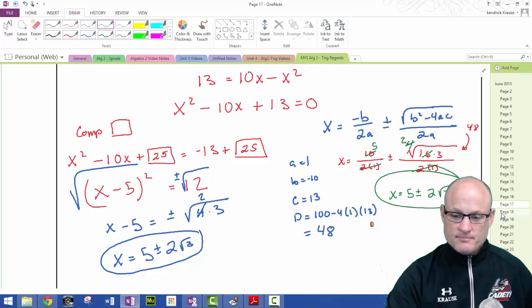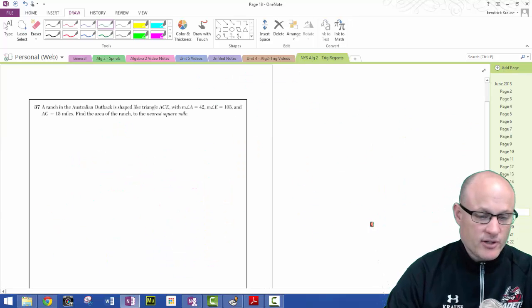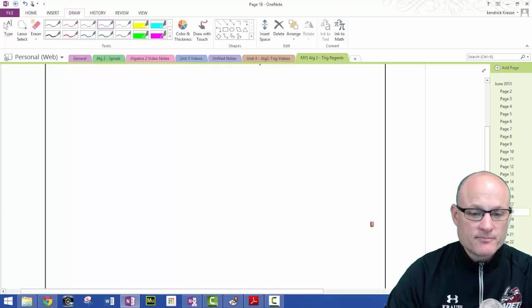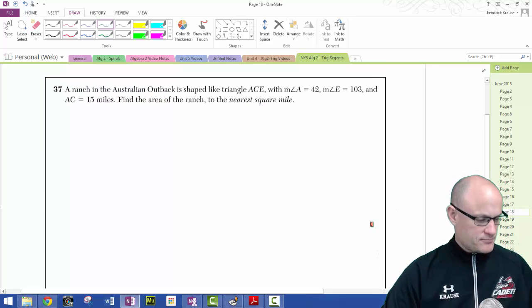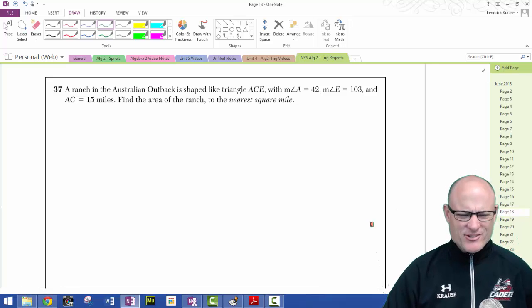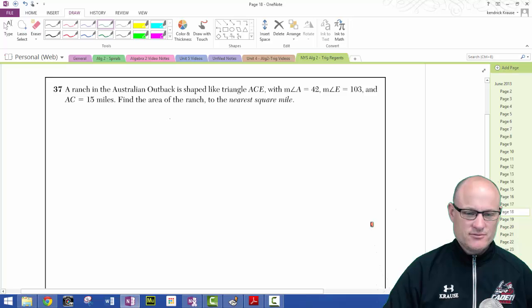Moving on. Page 18, problem 37. We're almost to the end here, kids. A ranch in the Australian outback is shaped like a triangle ACE.